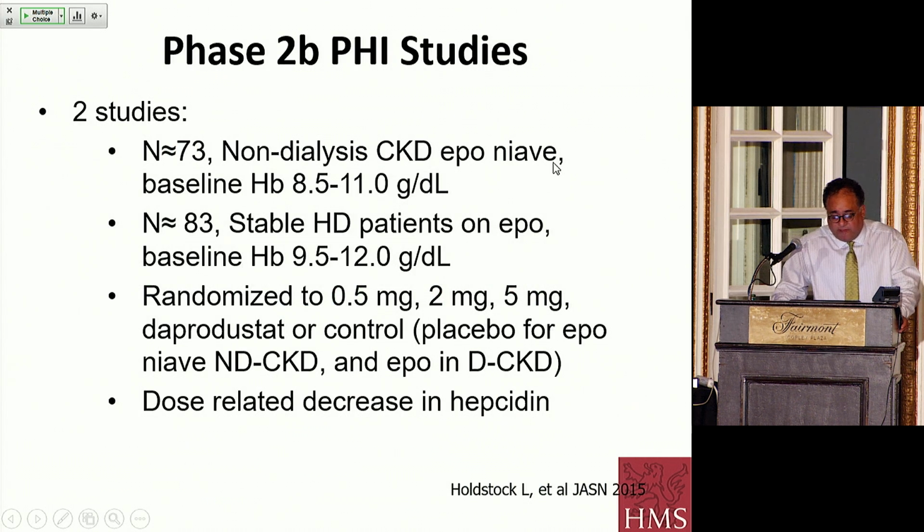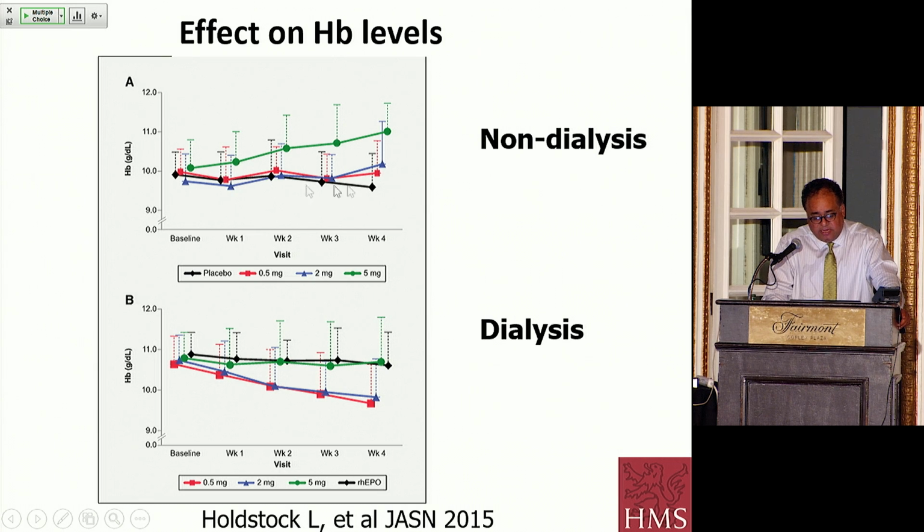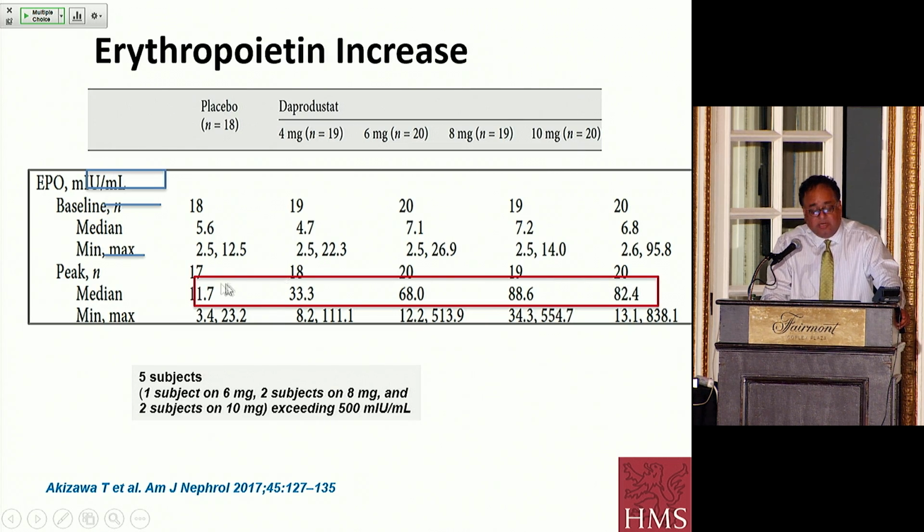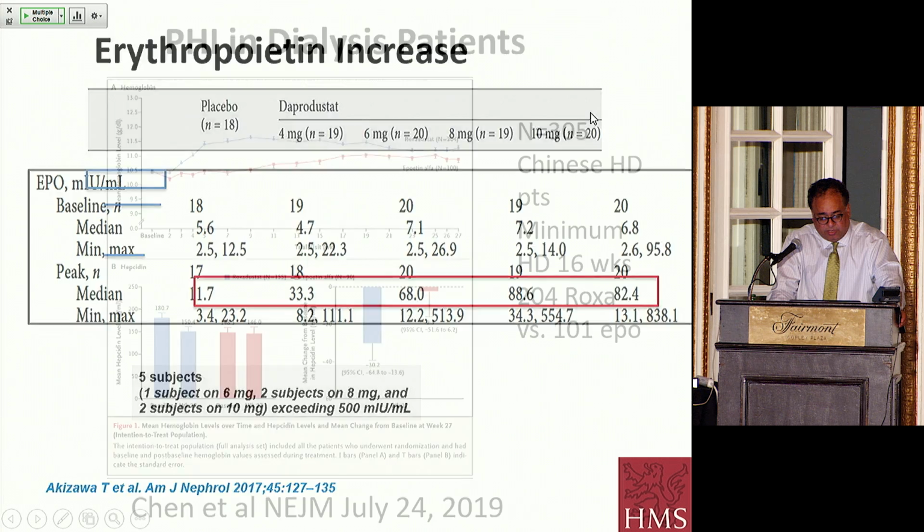These are phase 2B PHI studies in non-dialysis and stable dialysis patients using a class of agent that's called daprodustat. Just in the interest of disclosure, I work on this program, trying to develop this. And when you randomize patients to different doses, you see that there's a dose-dependent increase in hemoglobin in these patients, whether it's dialysis or non-dialysis. And it does it through an increase in a dose-dependent way in the production of endogenous erythropoietin, measured here, 11.7 in placebo patients, 33.3 with 4 milligrams of daprodustat, going up to 80.2 when you expose patients to 10 milligrams. So dose-dependent increase in endogenous erythropoietin levels.